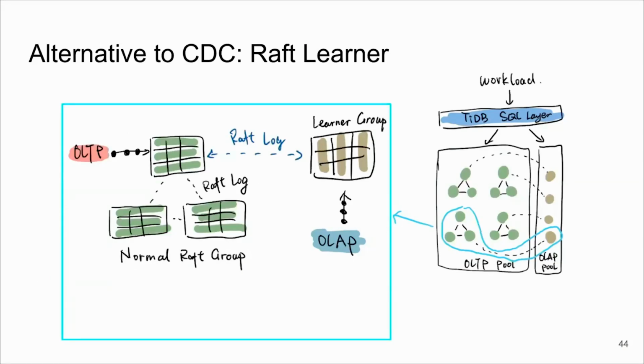But another thing is, can we actually avoid doing this change data capture at all, right? And there's also an interesting idea. Instead of building the Kafka log to do that, you can actually use Raft replication to create another Raft learner state that can be used purely for real-time analytics. This basically eliminates the need for CDC for some cases, but not all cases.